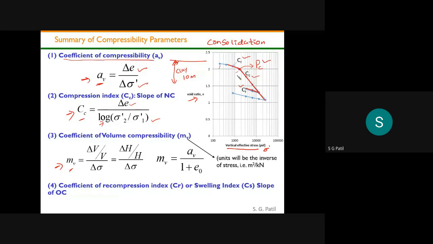This is how we obtain the stress strain curve for the consolidation test. These are the important definitions you should remember. The most important thing is CC, because while calculating my consolidation settlement, I have to use this formula, CC.